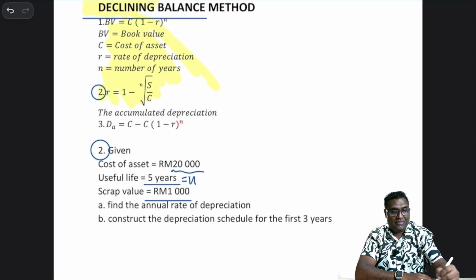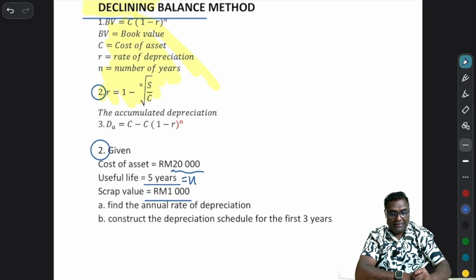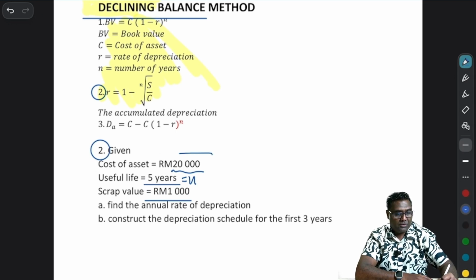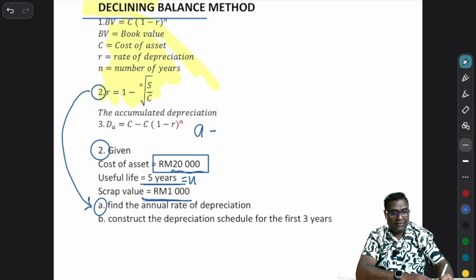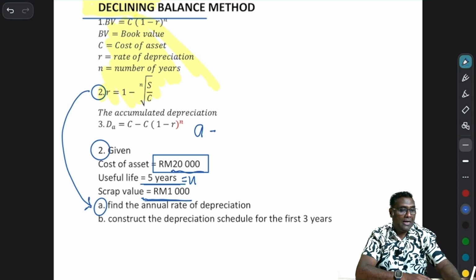If you check this question here, it clearly states the cost, the useful life of it, and the scrap value of it. So A wants us to find the annual rate. So I'm going to calculate the annual rate. In order for me to calculate the annual rate, this is what I am going to do.